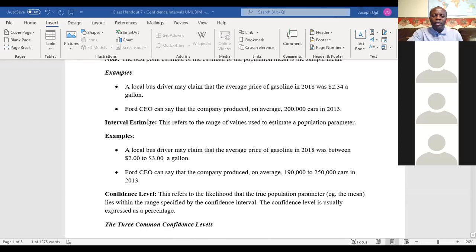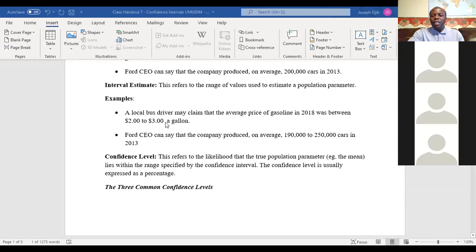The one we are focusing our attention on today is the interval estimate, which gives us a range. For example, the same bus driver can say that the average price of gas in 2018 is between $2 to $3 a gallon. This is better because it gives you a range in which the mean will fall. I can say that sales declined by between 10 to 20% last year because of COVID-19. That's two numbers, a range. That's why I call it an interval.